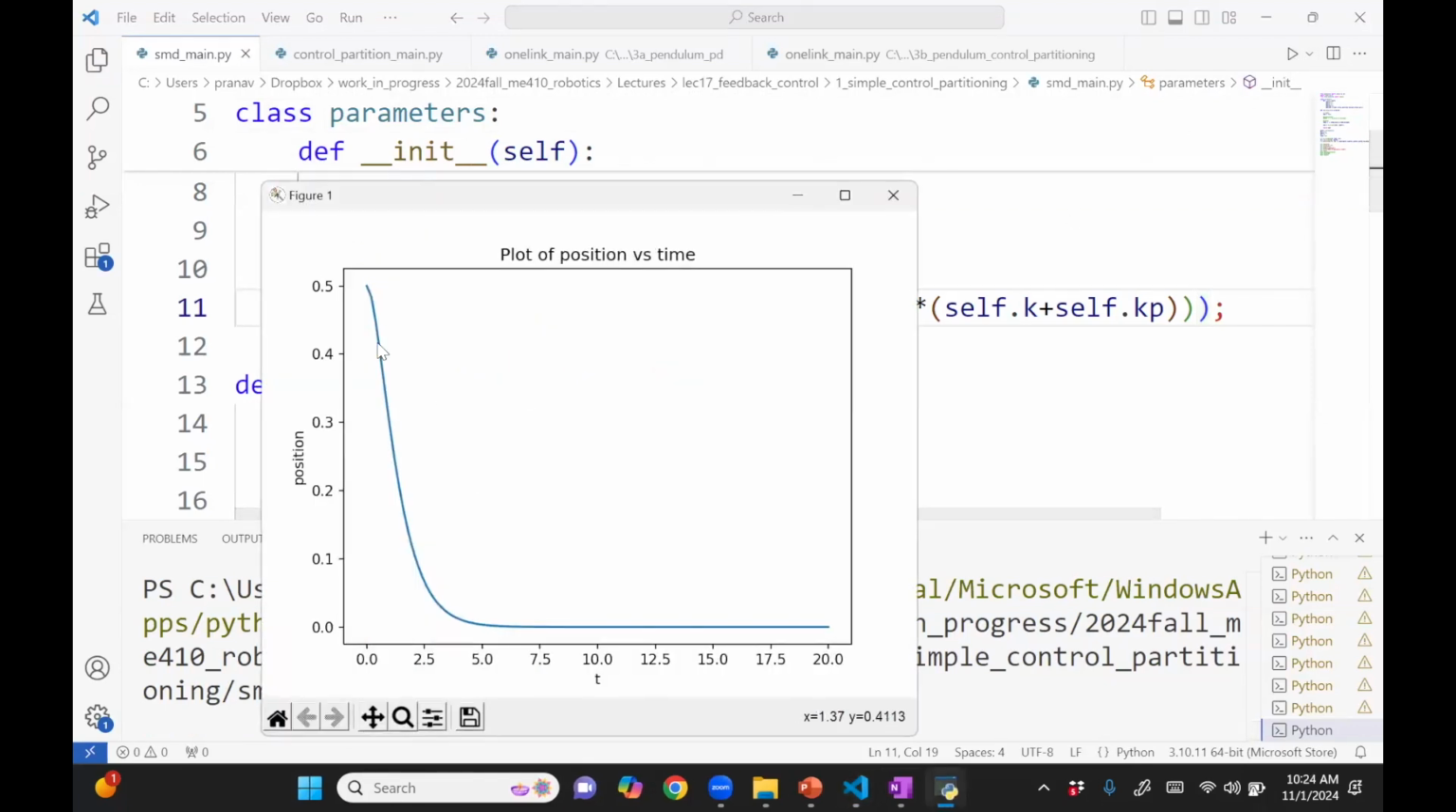So you see it was critically damped. It never overshoots. But if you see the time it takes to reach 0, it's about 3 seconds to go from 0.5 to 0. 3 seconds you might say is too much. How do you change that?